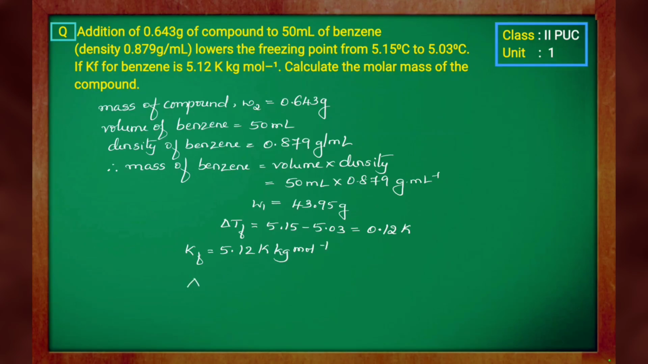So we know that depression in the freezing point, delta Tf, is equal to Kf into molality m. So the formula can be written as delta Tf is equal to Kf into W2 into 1000 divided by M2 into W1.